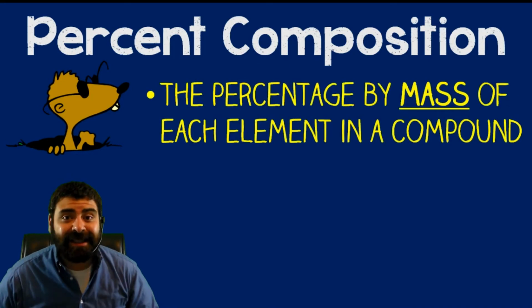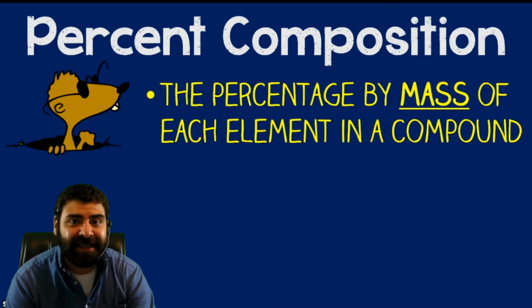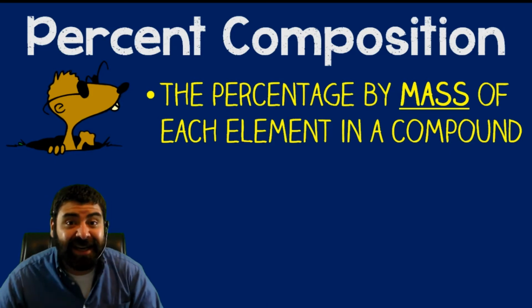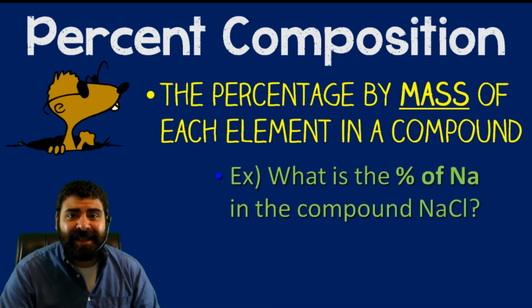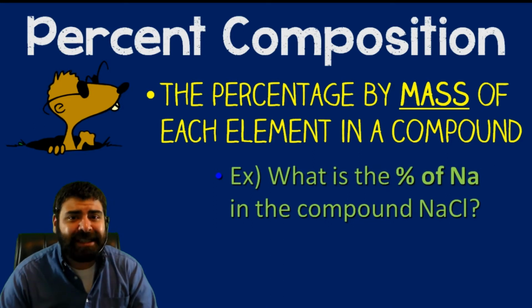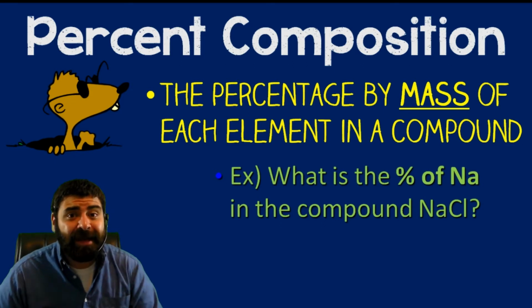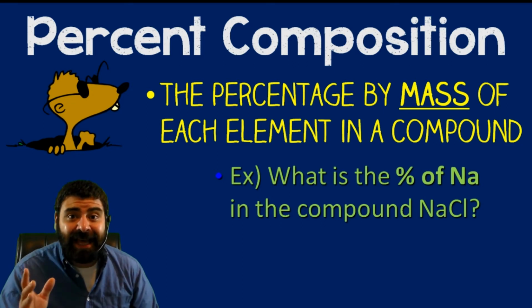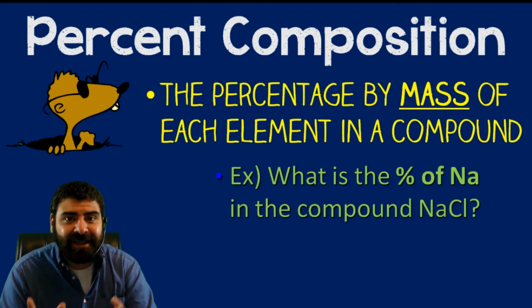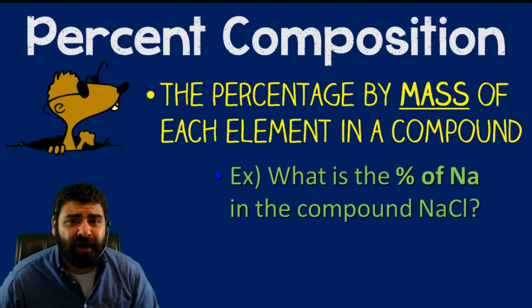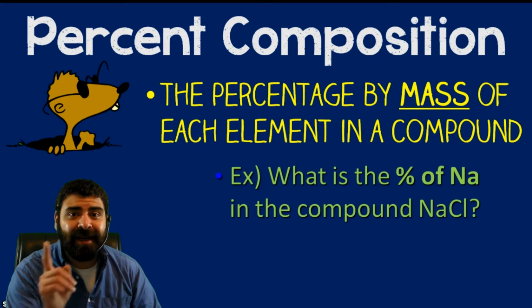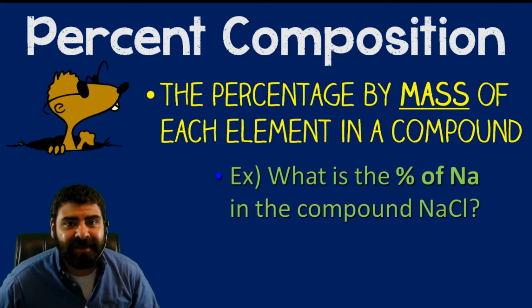Now here we see the definition is the percentage by mass of each element in a compound. Let's look at an example. What is the percentage of sodium in the compound sodium chloride? Well, some people would say it has sodium and it has chlorine, so it must be 50% sodium because it's one of the two elements involved.